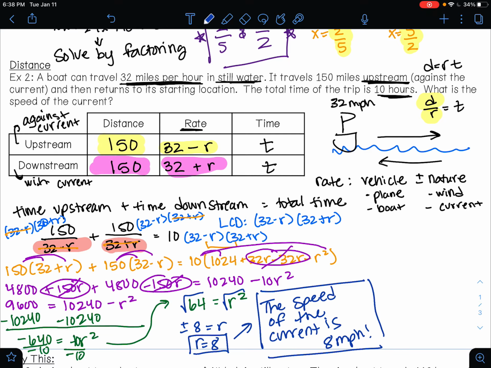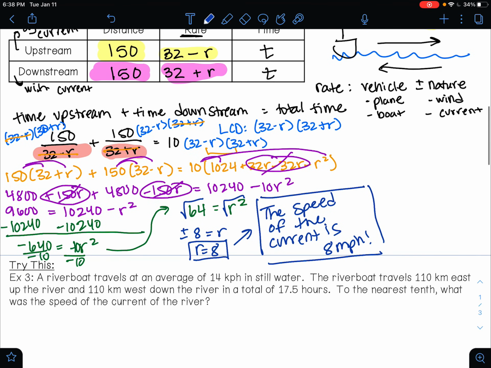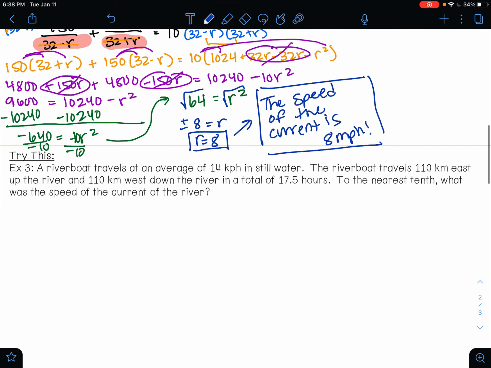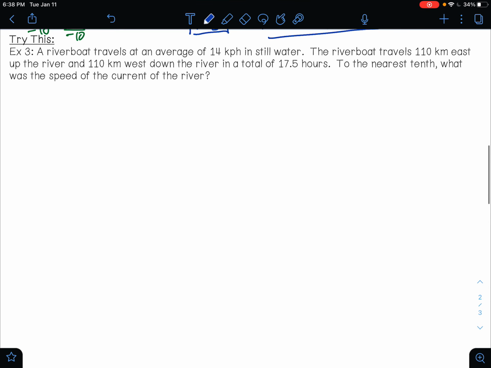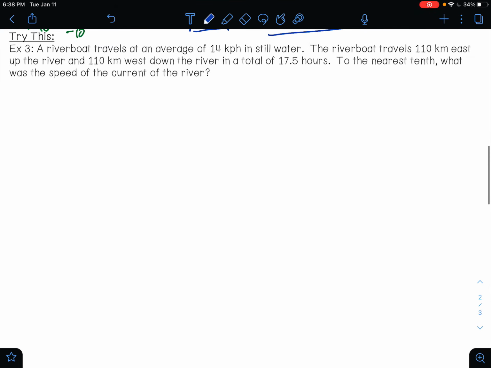It's a lot to take in the first time that you see it, but the more you practice it, the easier they become. What I would like you to do is go ahead and pause the video and see what you can do on your own for example 3.